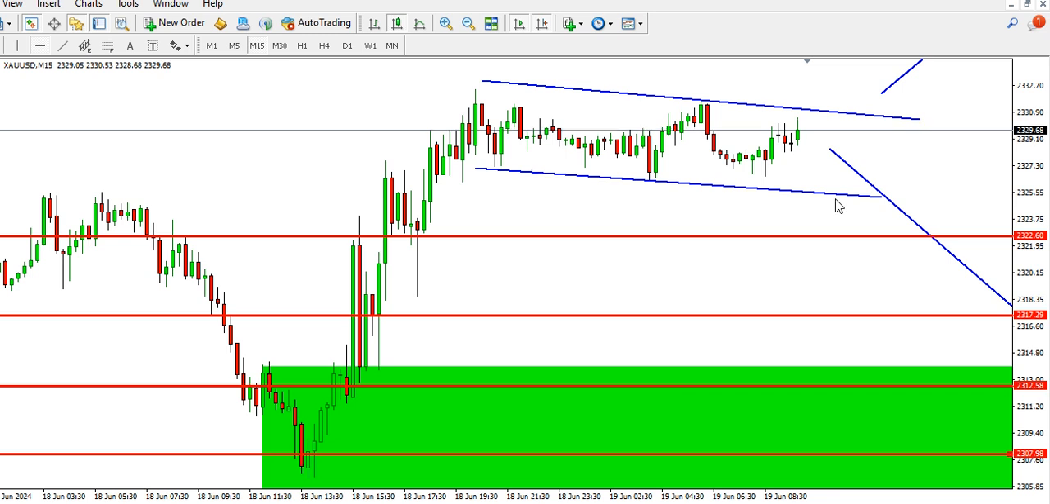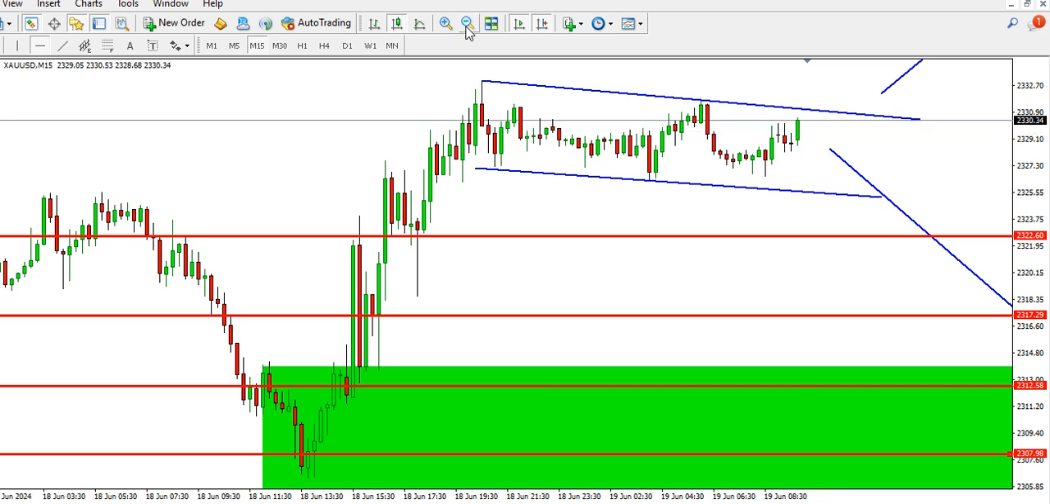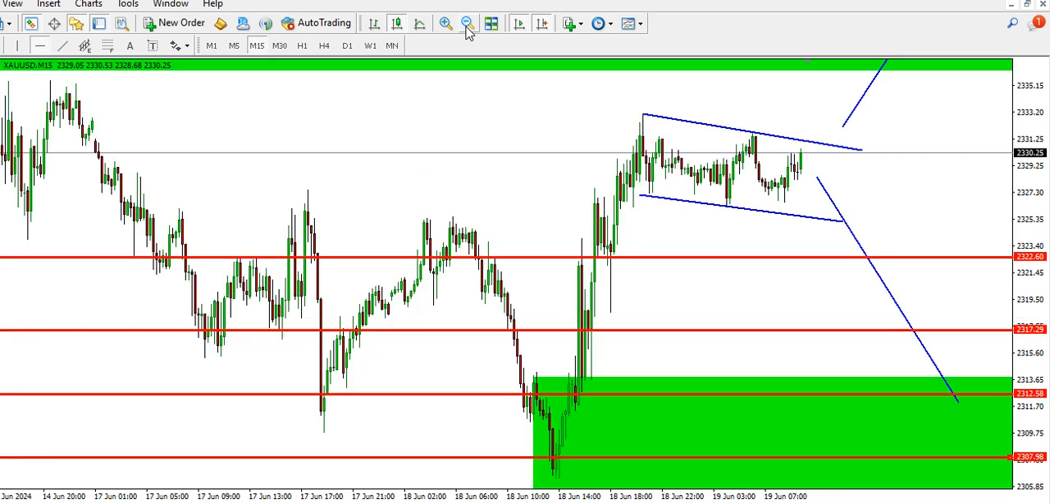Okay, so if price is going to break below this trend line of the bullish flag, for direction to change towards the downside, we have the first target to be 2322. We have the second target to be 2317. But if price is going to go up, like it's showing clearly that it's going to go up, we have the closest target to be 2337 or thereabout. So that's that for the 15 minutes time frame.